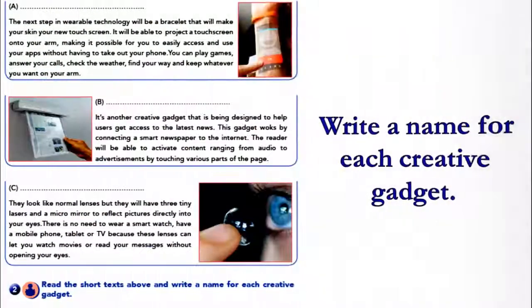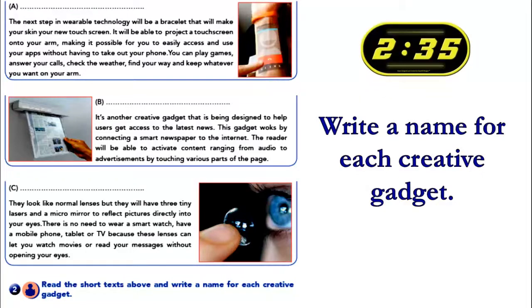Let's move to our reading. I'd like you to write a name for each creative gadget here. If you look here, we have three paragraphs and we have three different gadgets. I'd like you to write a name for each creative gadget. Take your time, read the text, and write a name for each creative gadget and then come back to check your answers with me. Take about 2 minutes and a half to answer this exercise. Pause the video and then come back to check your answers with me.